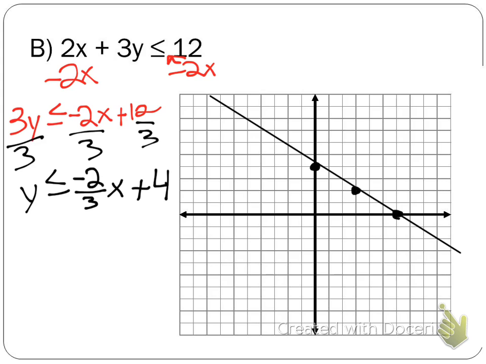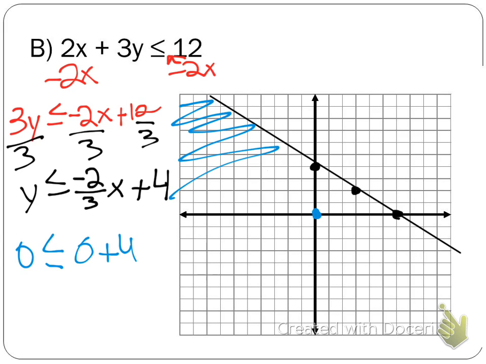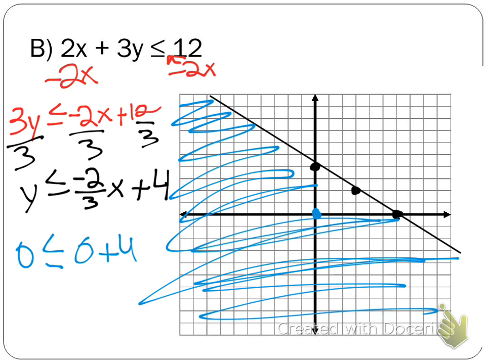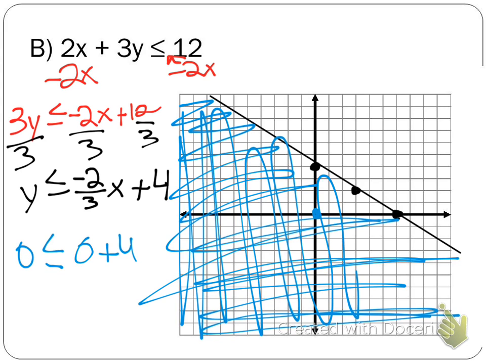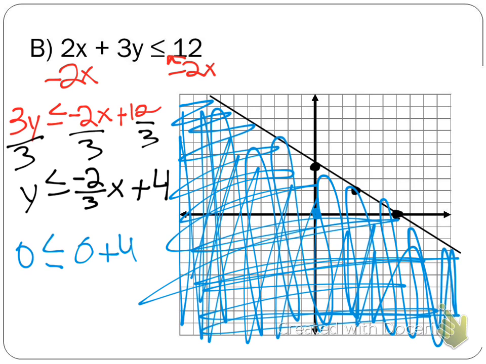Shade up or shade down? Test. Let's do 0, 0. It's a nice, easy one. It's way far away from the line. I feel pretty confident about it. So 0 is less than or equal to 0 plus 4. Well, that's true. Questions?